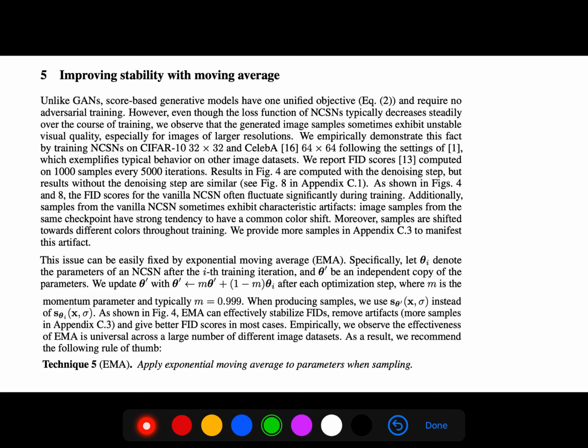However, even though the loss function typically decreases steadily over the course of training, we observe that generated image samples sometimes exhibit unstable visual quality, especially for images of larger resolutions. This issue can be easily fixed by using this exponential moving average. I mean, this is very popular if you want to do algorithmic training in a hedge fund company. It's very important in finance. So you update this after each optimization step, and M is just a momentum operator.